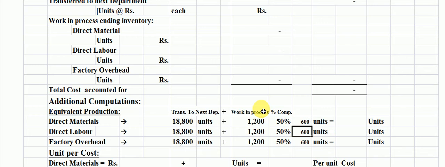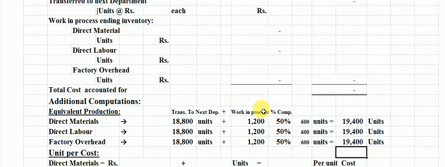Now we add 600 units, which is conditioned in the working process and the inventory, and the complete units are here. We add this and this units in this column: 18,800 plus 600. Dear students, this is the equivalent production in material, same as labor and factory overhead also. We copy it here. This is the equivalent production.